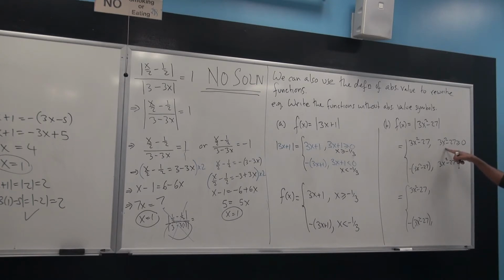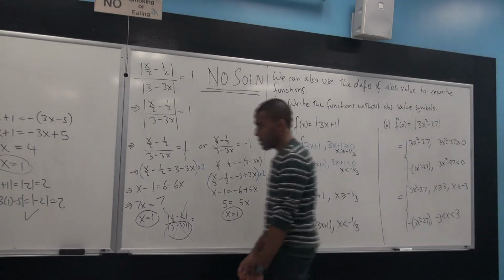This will be plus or minus 3, so it's positive if x is greater than or equal to 3, or x is less than or equal to minus 3. And this says your x has to be between minus 3 and 3. The reason being is the following.